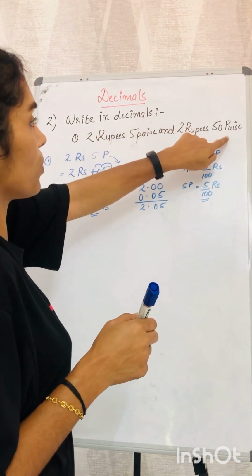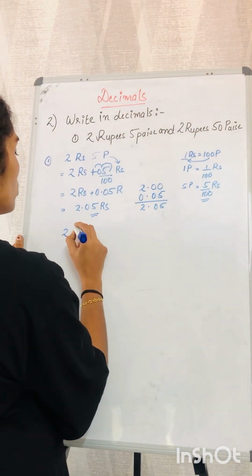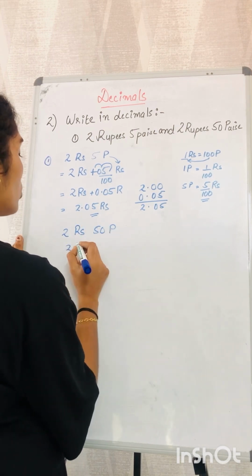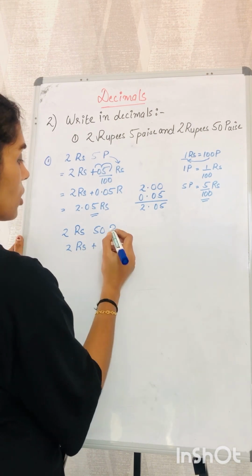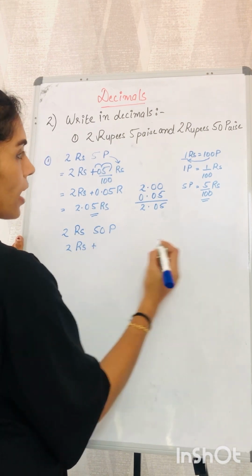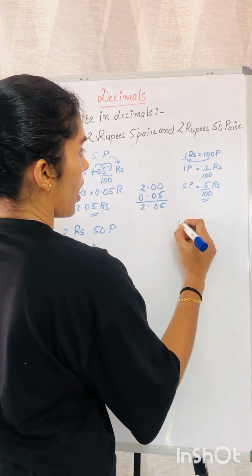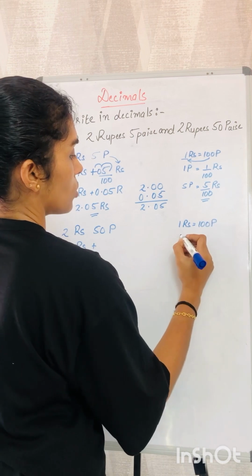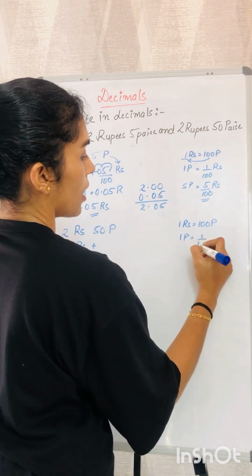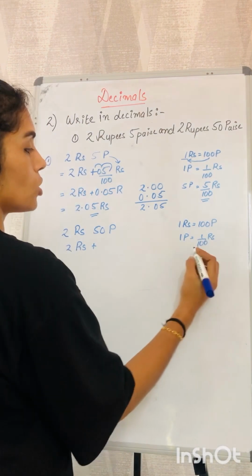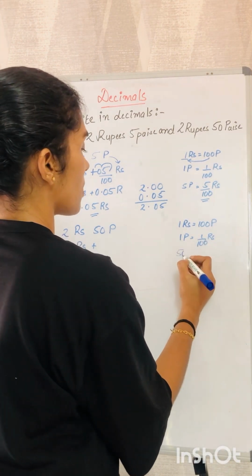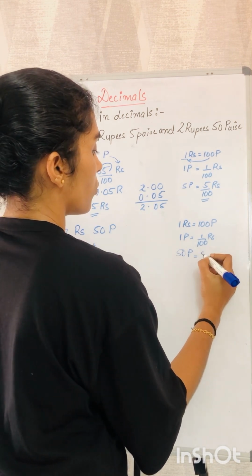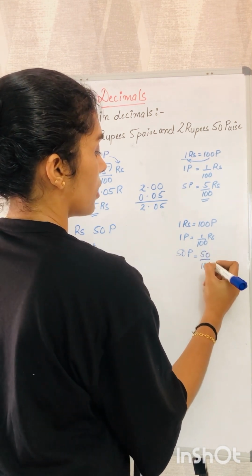Second part is 2 rupees and 50 paise. So 2 rupees 50 paise. So 2 rupees plus, you should convert this paise to rupees, right? So again I rewind, 1 rupee is equal to 100 paise. So 1 paise is equal to 1 by 100 rupees. So again you have here 50 paise, right? So 50 paise is equal to 50 by 100 rupees.